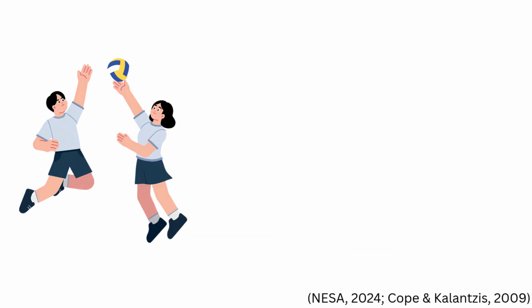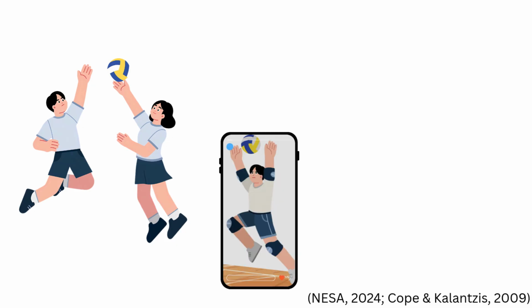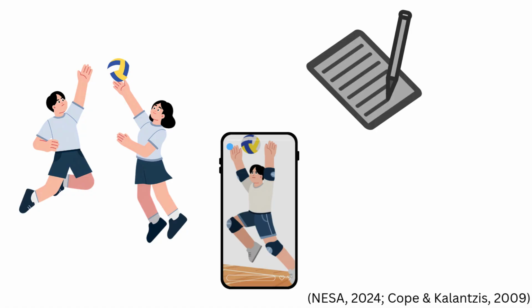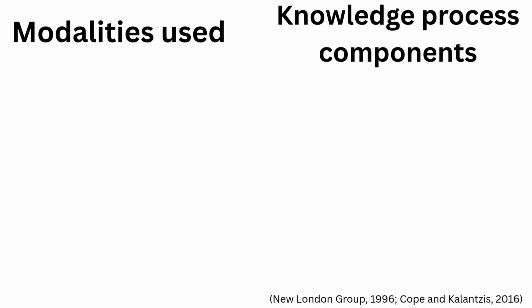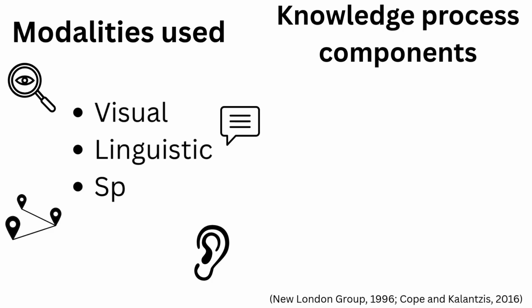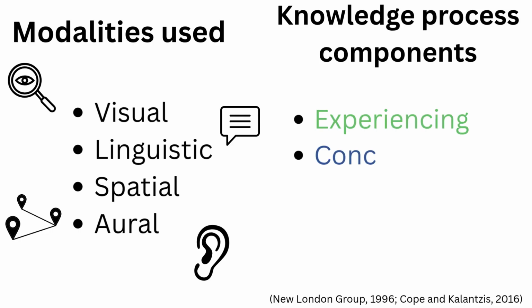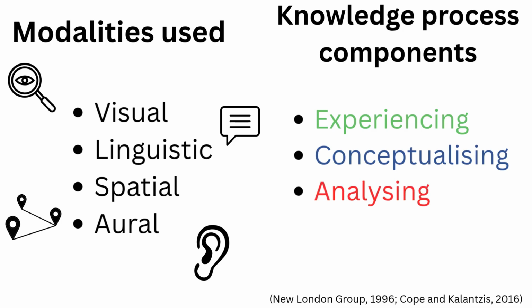In a practical class, an example of multiliteracies being applied would be a volleyball skill analysis task. Students would film themselves performing a serve, then analyze footage and identify areas for improvement via a written template. They then give feedback to a classmate on how to improve their serve. This task uses multiple modes: visual through video, linguistic through explanation, spatial through the analysis of movement, and oral via verbal feedback. It also aligns with the knowledge process, experiencing the performance of the skill, conceptualizing the technique, analyzing their performance, and applying feedback to improve.